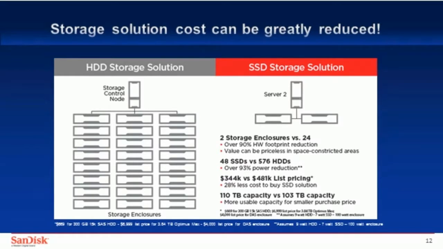As I said, this particular example actually produces 110 terabytes of capacity versus 103 with the hard drives. So it costs almost 30% less and actually gives you 7 terabytes more. And depending on what you're building, it could very well save you software licensing as well.